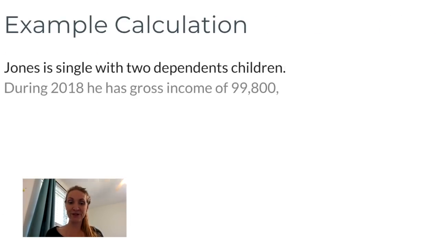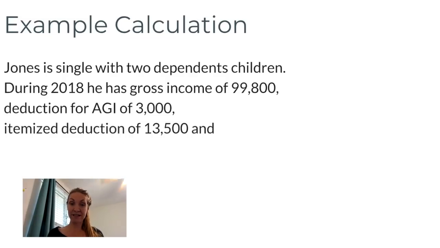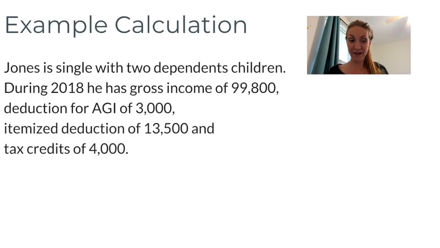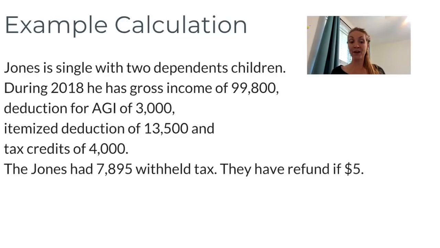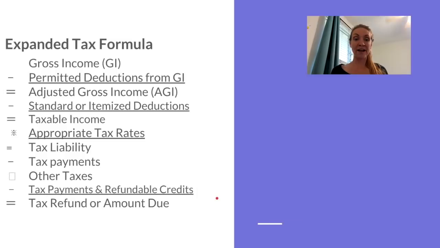Jones is single with 2 dependents. During 2018 has gross income deduction for AGI of $3,000. Itemized deductions are $13,500. Tax credits of $4,000. $7,895 taxes withheld. Now, the answer to this is that they have a refund of $5, but we want to make sure you know how to get there.